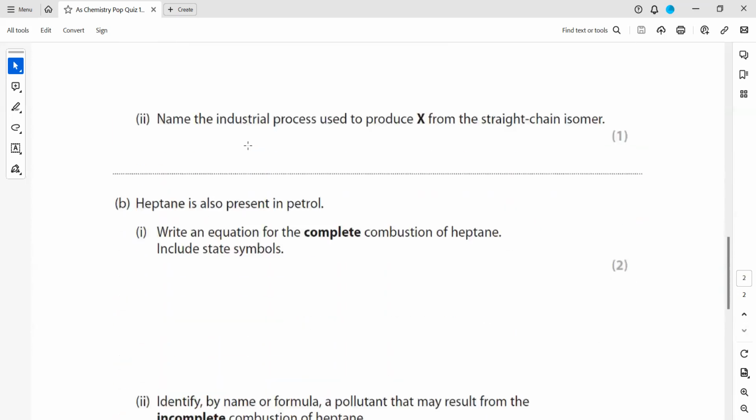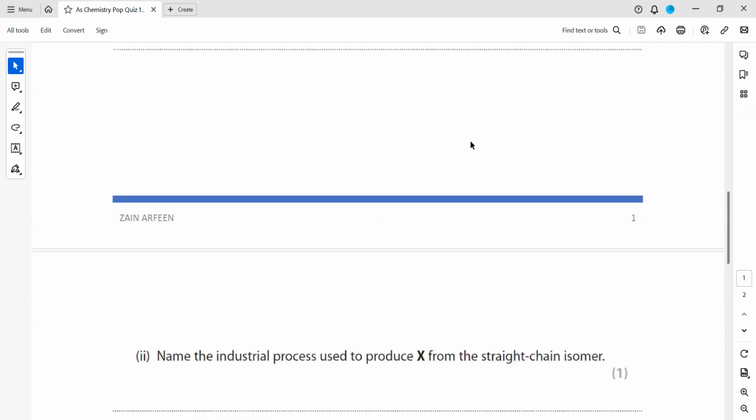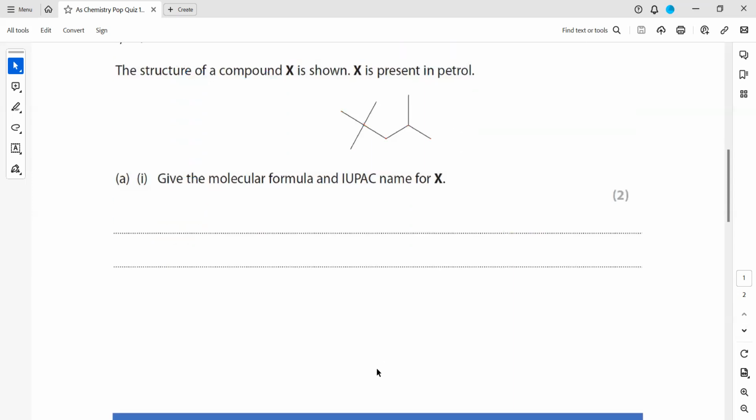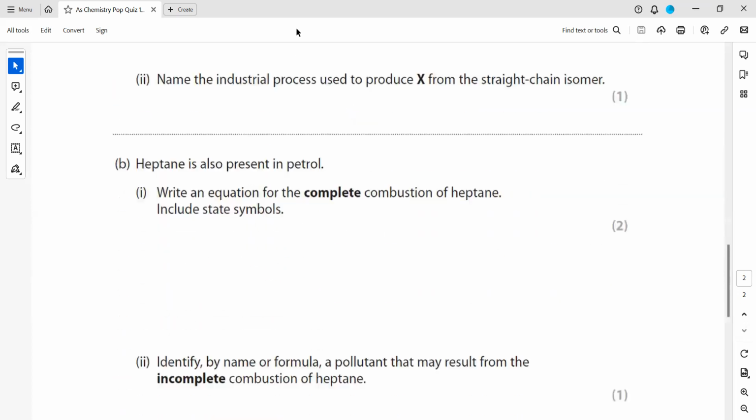In the second part, name the industrial process which is used to produce X from a straight chain. Whenever there is a straight chain, what we do is convert it into a branched or a cyclic chain. What we call this process, we call that reforming.